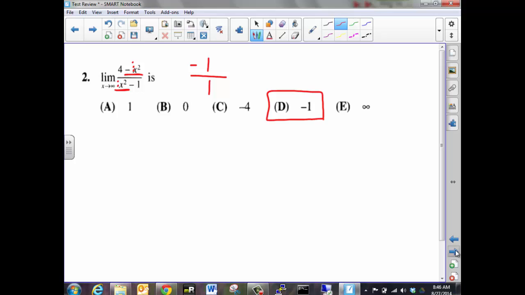I would hope so. Like if you did big numbers there, like 1,000 squared and 1,000 squared, 4 minus 1,000 is going to be a negative big number. 1,000 squared minus 1 is going to be positive, close to the same big number, so it should be -1 there. Question? All right. Good.